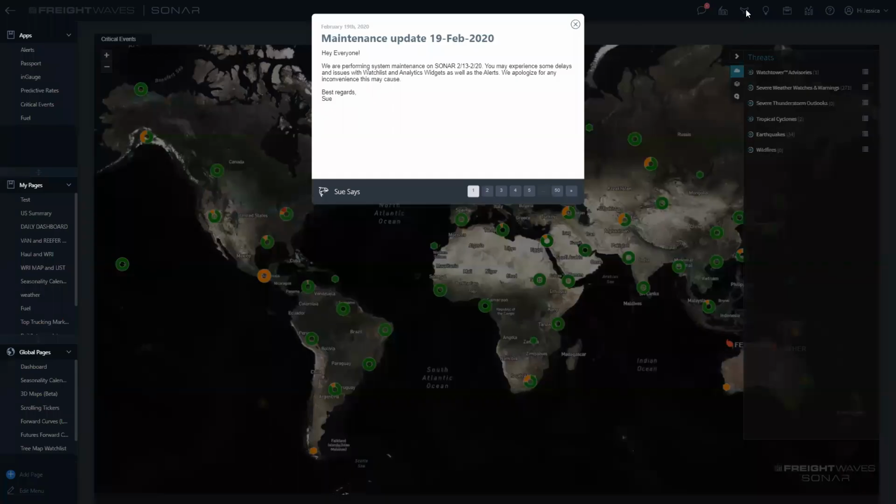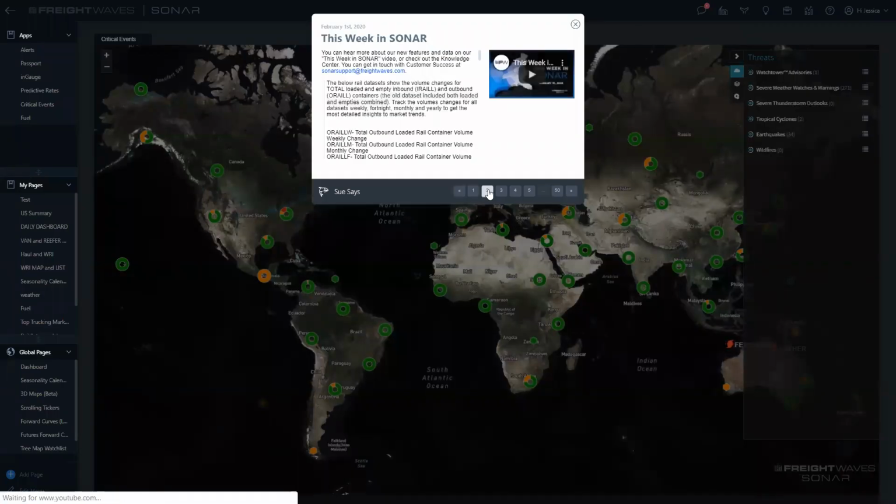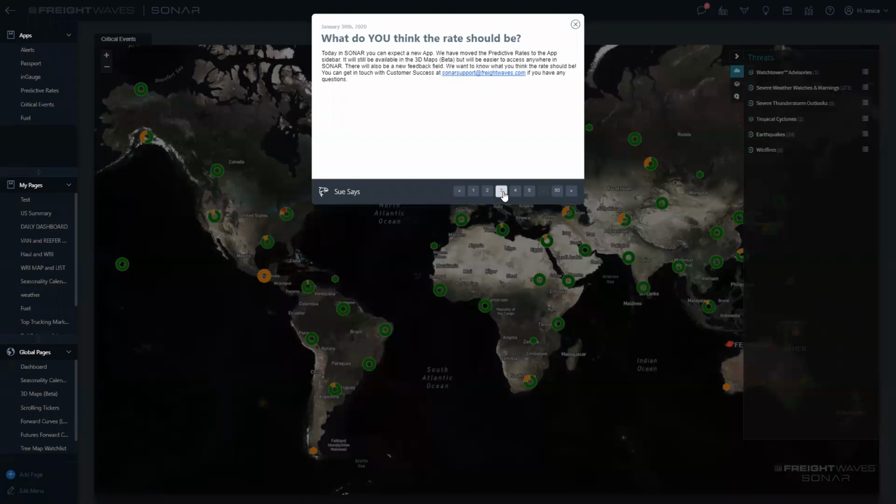The next one is Sue Says. Sue Says is our messaging board. This is where we will provide new updates, features, data, event ticket availability, something new coming in SONAR or FreightWaves. This is all available in Sue Says, and you can go back in time to see everything that we've ever released.